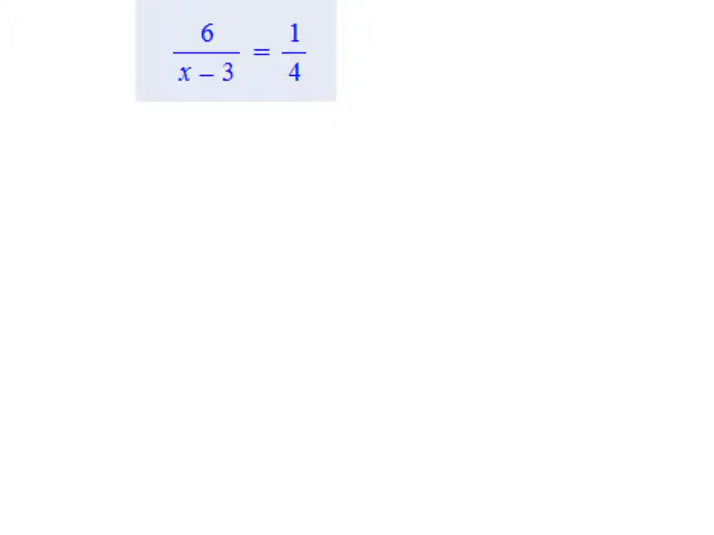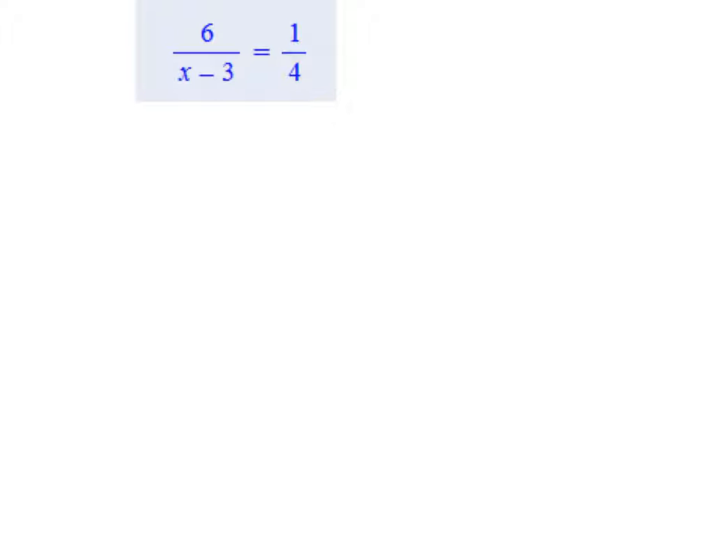Now, they can be somewhat simple, and they can work their way into being very complex. Let's look at this one. What's nice about this particular rational equation is that it's just a single fraction equals another single fraction. And so you may remember this is called a proportion, when you have a fraction equal to another fraction.